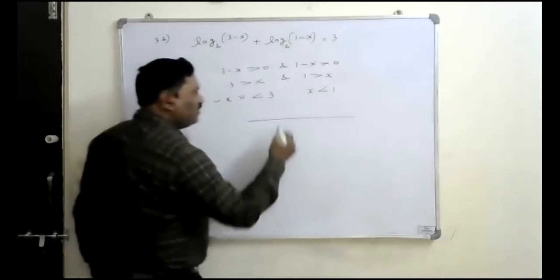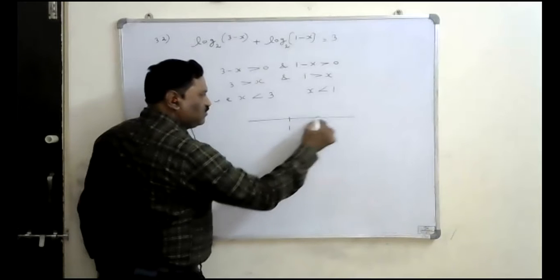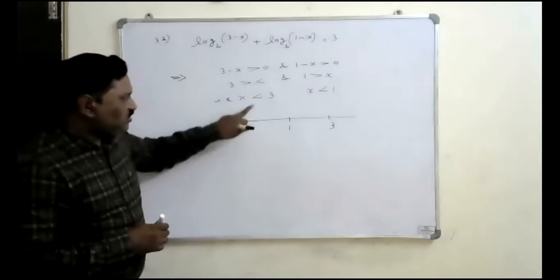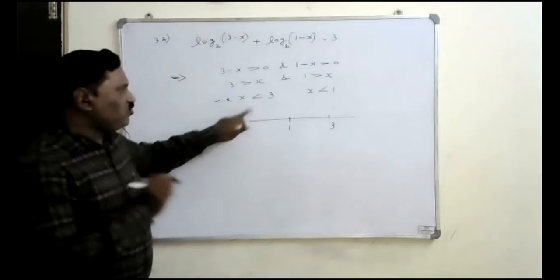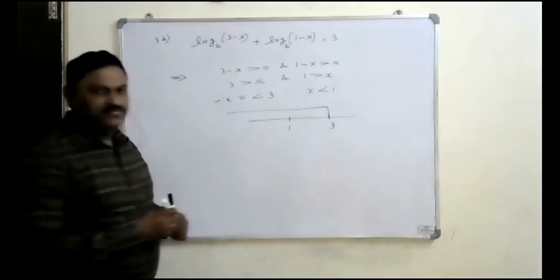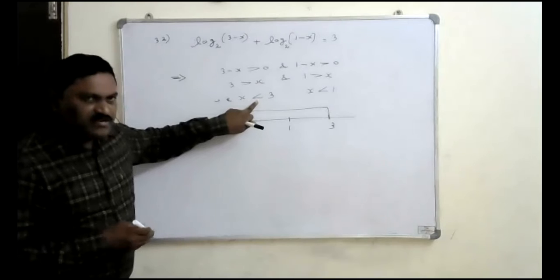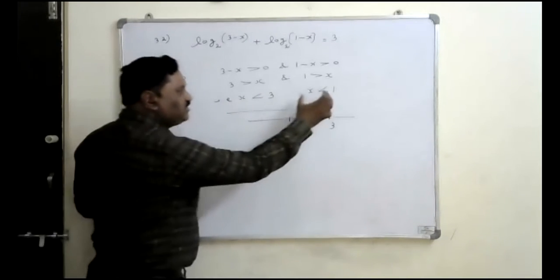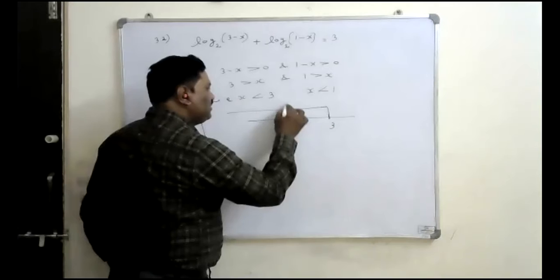Because we will take the real number, x is smaller than 1. Now 1 and 3 are there. So this interval is saying that we have to take x between 1 and a value which is less than 3. This interval is saying that we have to take x value which is less than 3. And this is saying that we have to take x value which is less than 1.